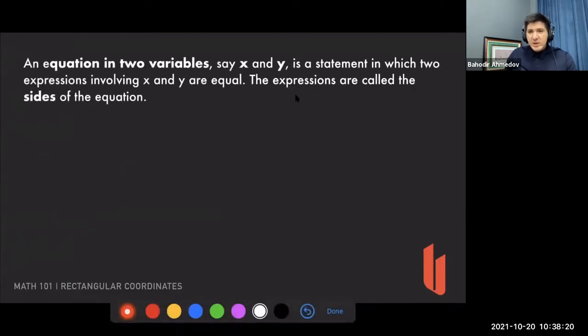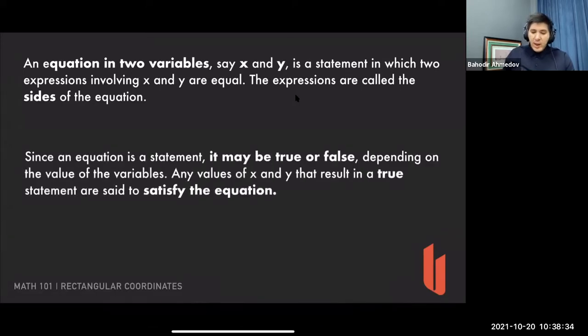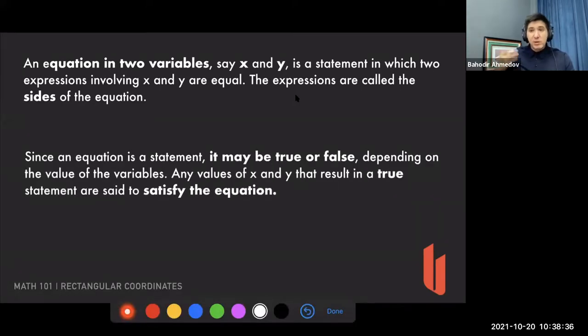Okay, so here I would just like to give you a couple of definitions again. An equation in two variables, say x and y, is a statement in which two expressions involving x and y on both sides of the equation should be equal. Since an equation is a statement, it may be true or it may be false depending on the values of x and y. Whenever the values of x and y make your equation true, we say that these points or these values are satisfying your equation, or sometimes we call this a solution of the equation. For example, we derived this equation.